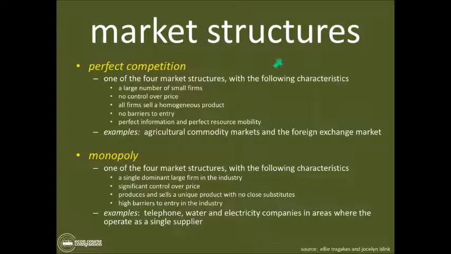All right, perfect competition. It is obviously one of the four market structures with the following characteristics. Number one, a large number of small firms. In perfect competition, the firms have no control over price. All firms sell a homogeneous product. There are no barriers of entry, and there's perfect information and perfect resource mobility. Examples of this: agricultural and commodity markets and the foreign exchange market.